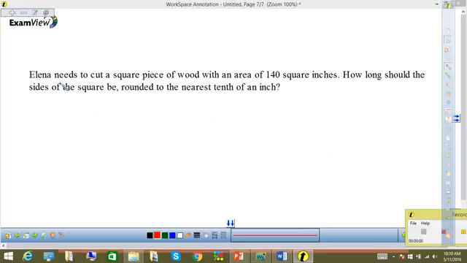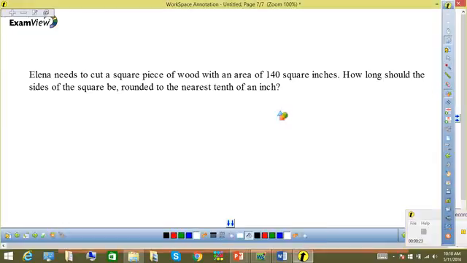I'm going to start on this one. It's the last one that we left off yesterday. I'm going to do it again one more time. It says, Elena needs to cut a square piece of wood with an area of 140 inches. How long will the sides of the square be, rounded to the nearest tenth of an inch?